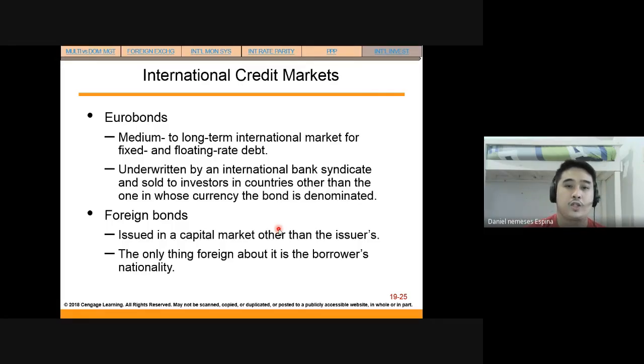The euro bonds, so it's a medium to long term international market for fixed and floating rate debt. It is also underwritten by an international bank syndicate and sold to investors in countries other than the one in whose currency the bond is denominated.